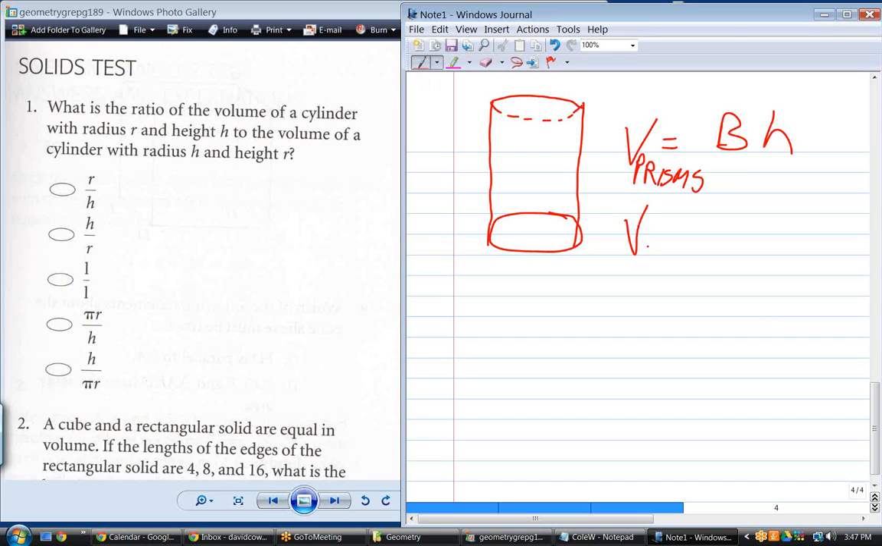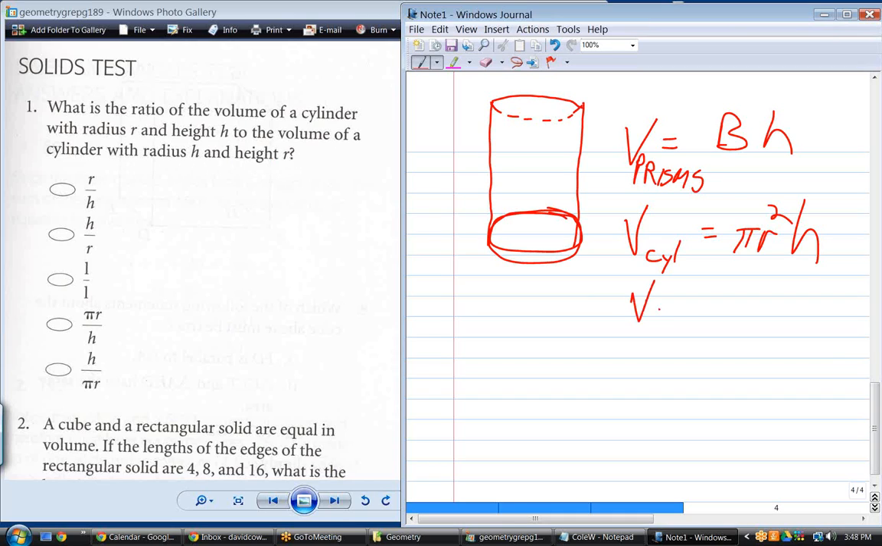Well, the volume of our cylinder has to be a right cylinder. What's the area of the circular base? Pi r squared. So there's the volume of a cylinder, prism. Okay. Now, the question says, what's the ratio of a volume of a cylinder with radius r and height h, which is this right here, compared to the volume of a cylinder with radius h and height r?